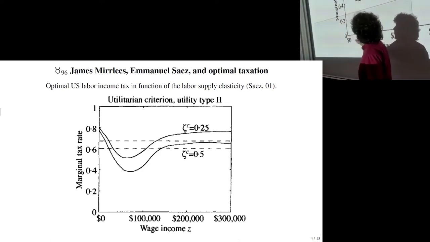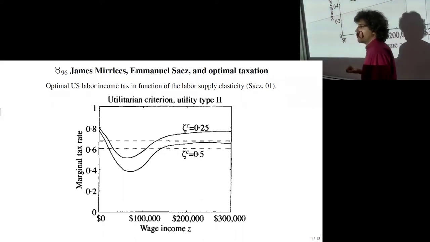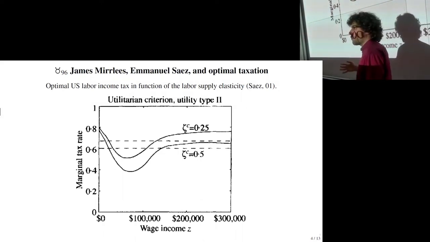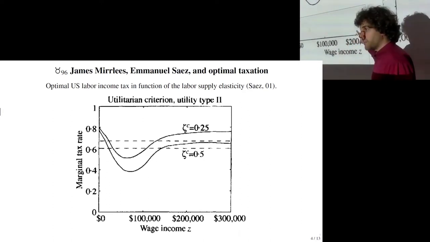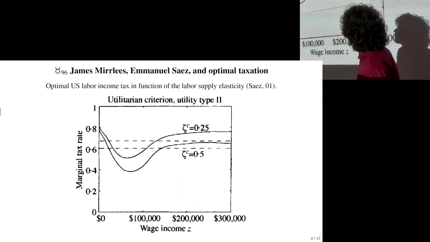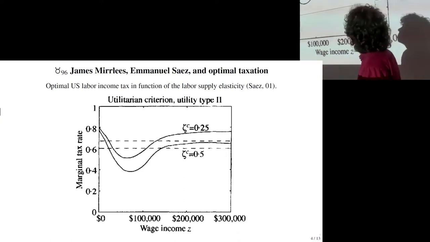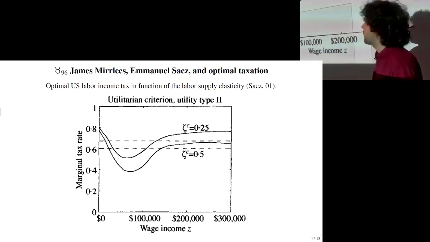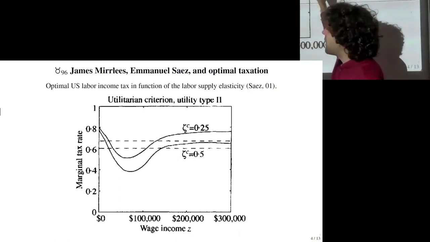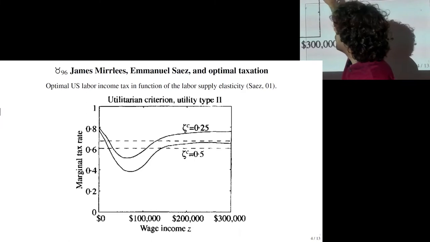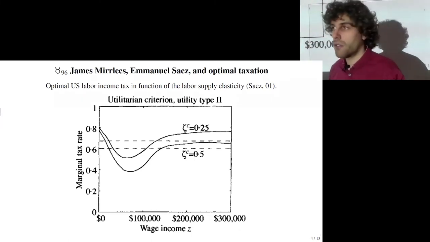Then for the middle class, the marginal tax rate decreases because there is a lot of people in the middle class. So we don't want to disincentivize them to work too much. And then the marginal tax rate increases again for the very rich because it brings a lot of revenues to do so. And we don't care so much about their welfare. And so Saez finds optimal tax rates for the top incomes between 70 and 80%.